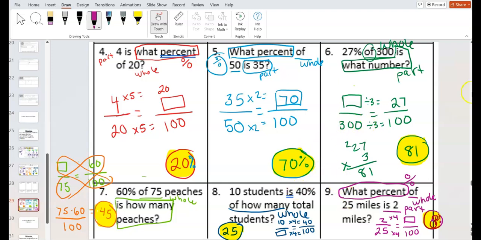Down here, number 8, if I can find my cursor, is a whole that's missing. There we go. A whole that's missing, and this one I can set up as a proportion and solve, and I get 25, and then the last one is a percent. I'm going to set up as a proportion and solve, and I got 8%. So 8% of 25 miles is 2, and that's it, guys.